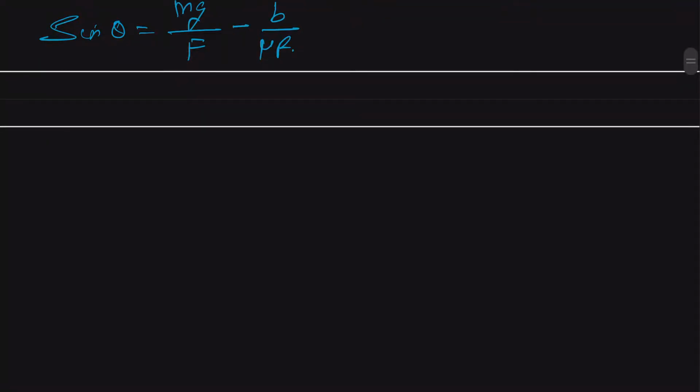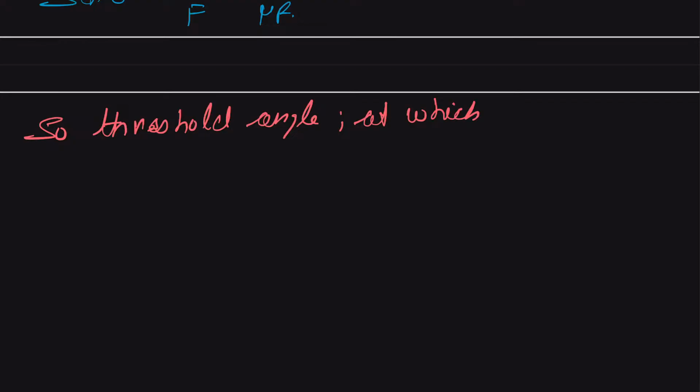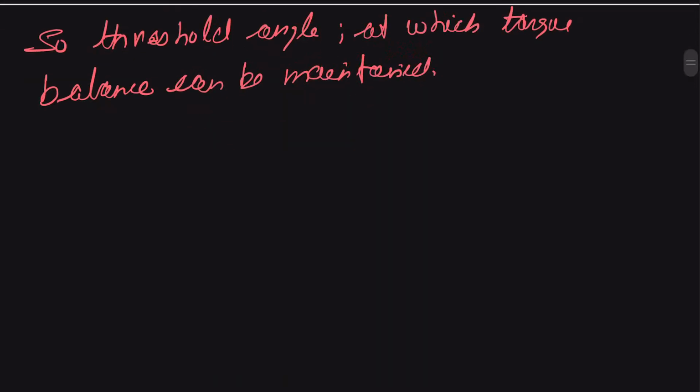Therefore we can say that the threshold angle at which torque balance can be maintained, so we can say our sine of theta max will be equal to mg upon F minus B upon mu R.